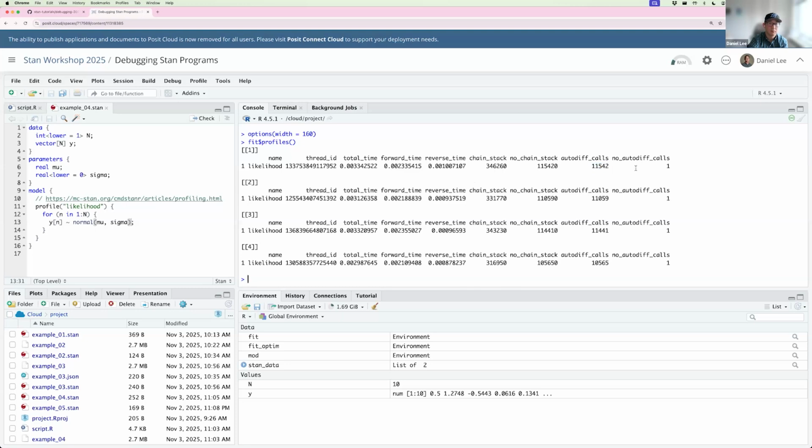So chain one called the autodiff stack 11,542 times. Each of the chains called the autodiff calls a different number of times. That'll have to do with the number of warm-up iterations and the sampling.